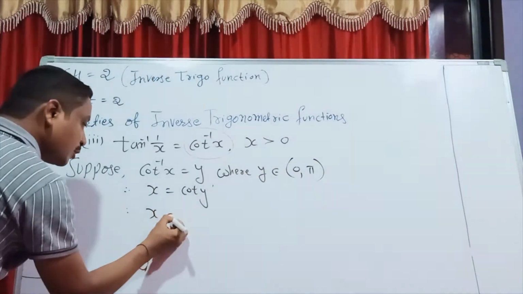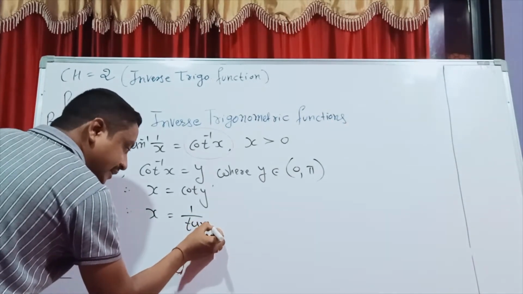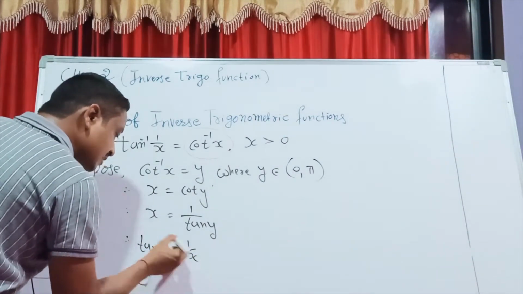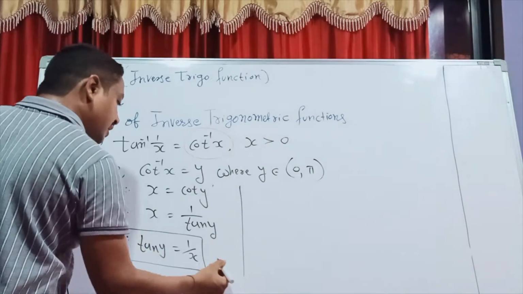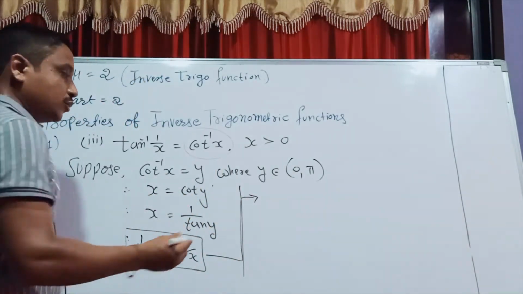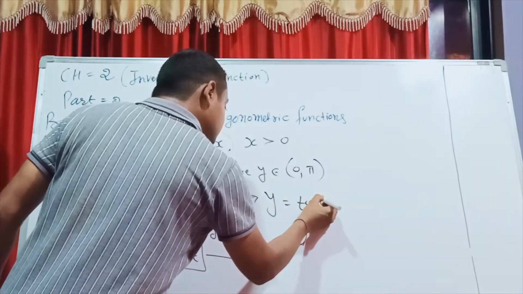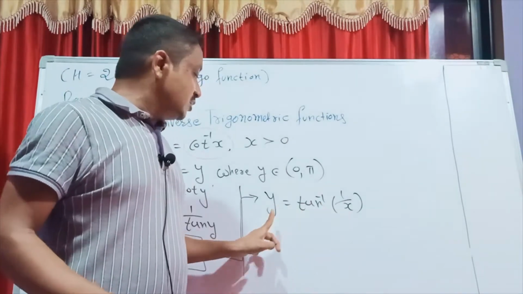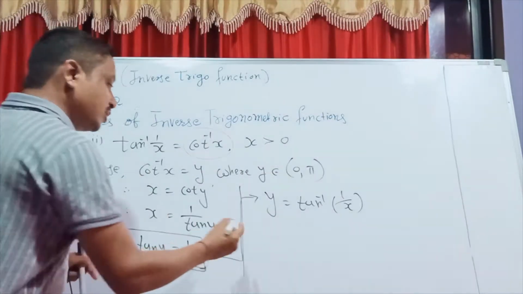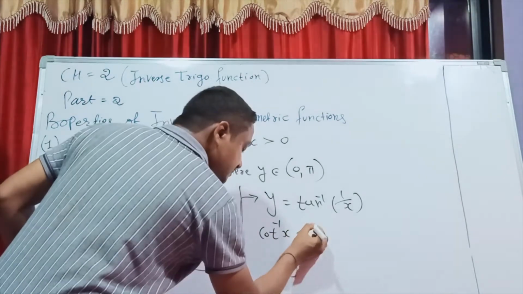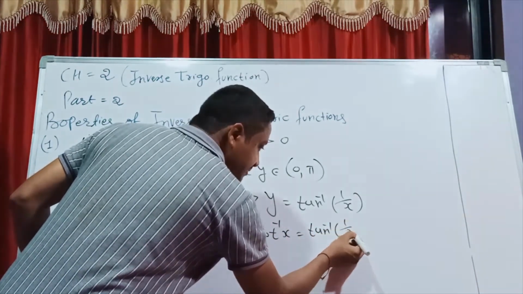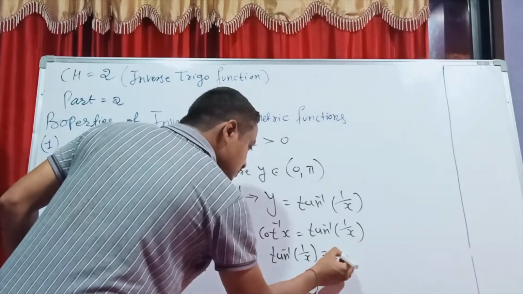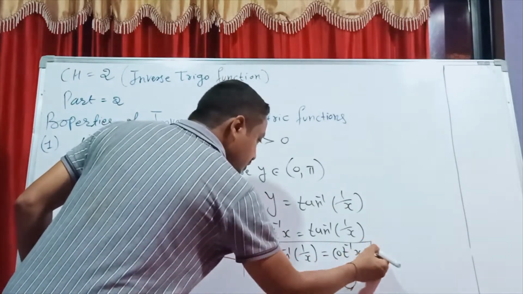So what is the reciprocal of cot y? It is 1 upon tan y. So tan y is equal to 1 upon x. Now, what is y equal to? Tan inverse 1 by x. And this tan inverse 1 by x is equal to y, but y was already assumed to be cot inverse x. So put it there: cot inverse x is equal to tan inverse 1 by x. Now rearrange all the values: tan inverse 1 by x is equal to cot inverse x.